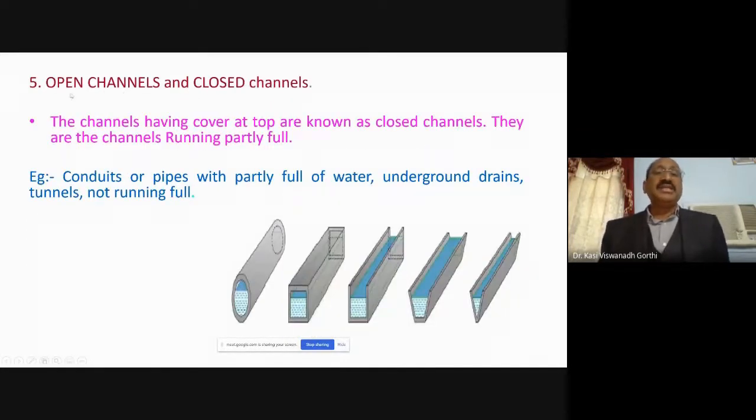The fifth classification is about the open and closed channels. The channels having cover at the top are known as closed channels. You see here the difference between a pipe and a closed channel. In the case of pipe, entire cross section is completely filled.